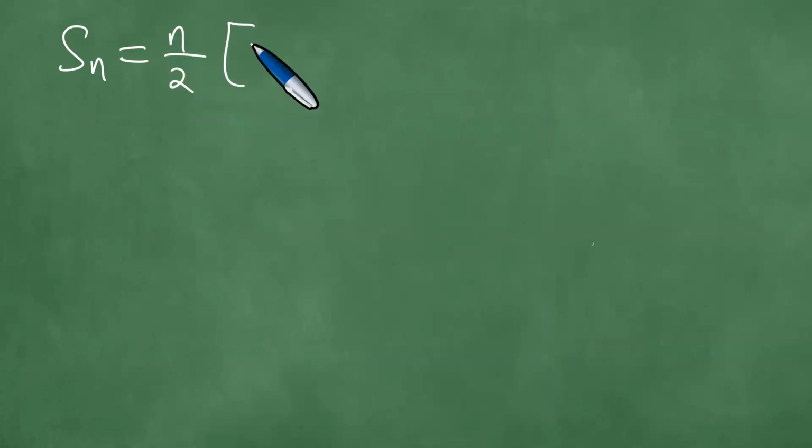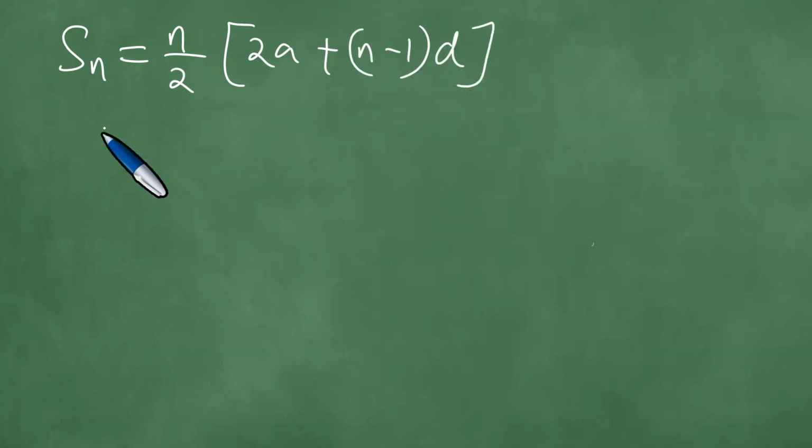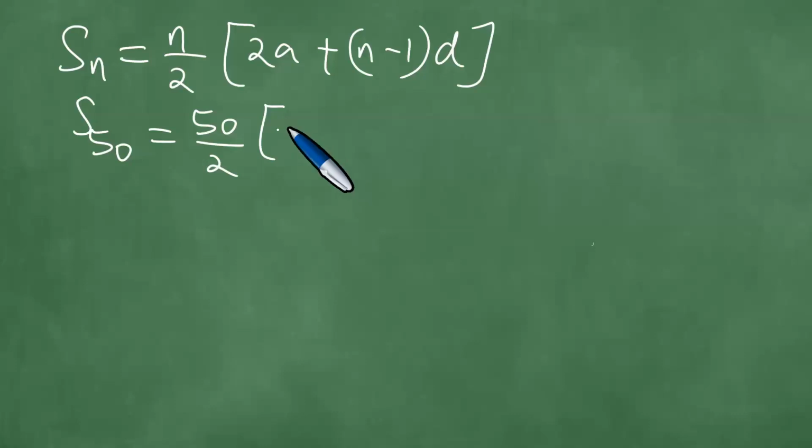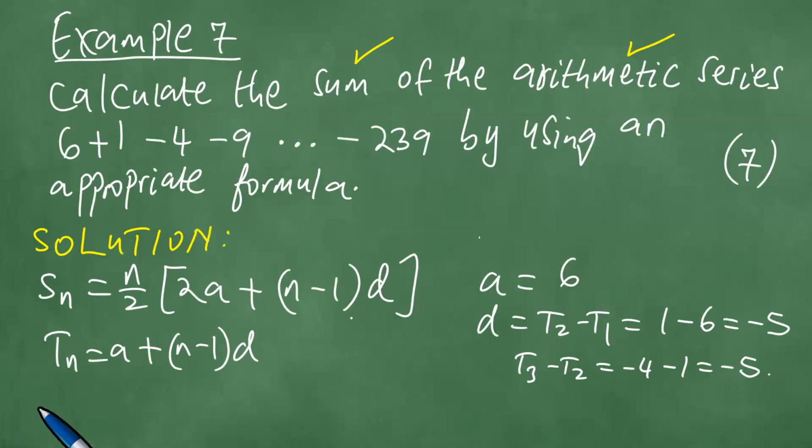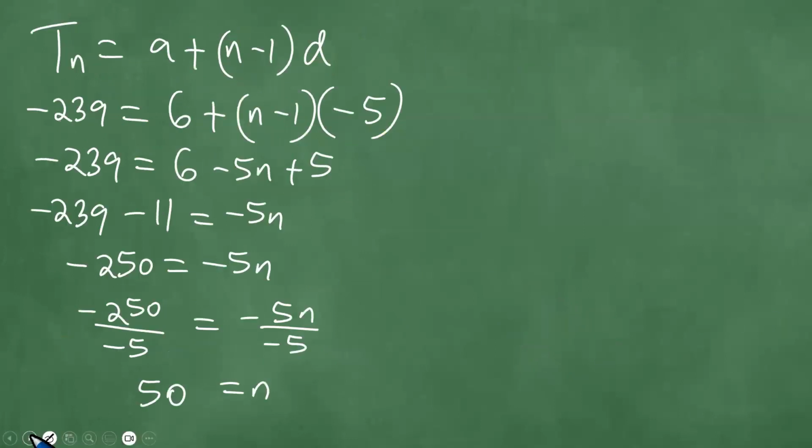Once you get n equals 50, then we know that S sub n is n over 2 into 2a plus n minus 1 into the common difference d, which means that n is already 50. So 50 over 2 equals 2 into the first term. What is the first term? 6.